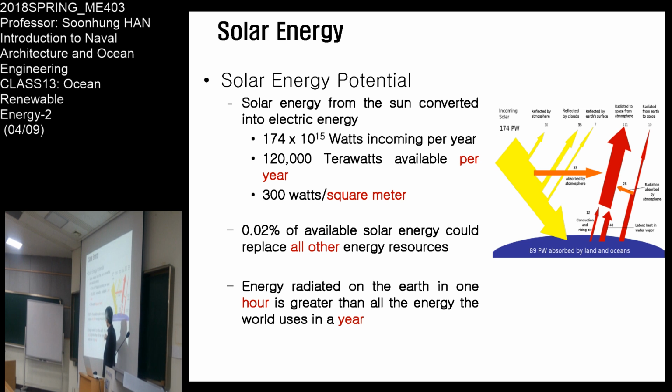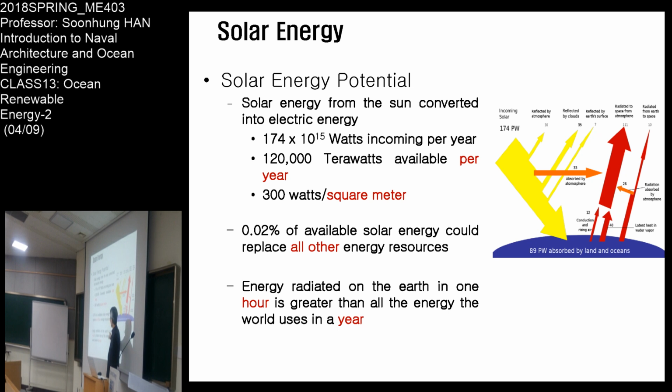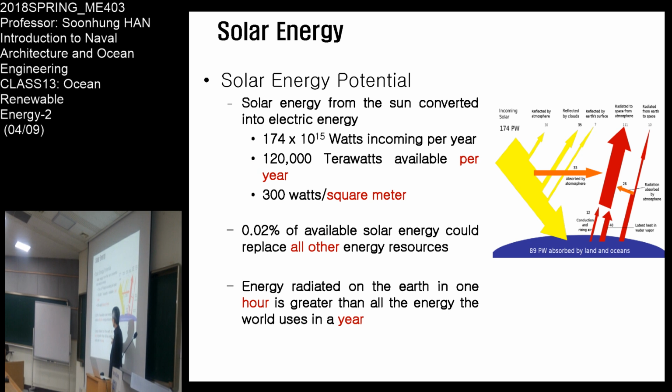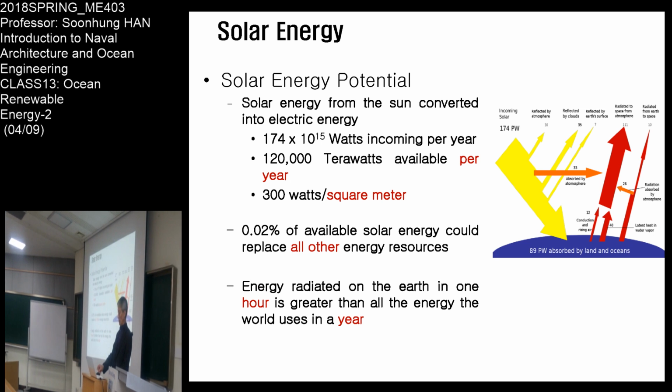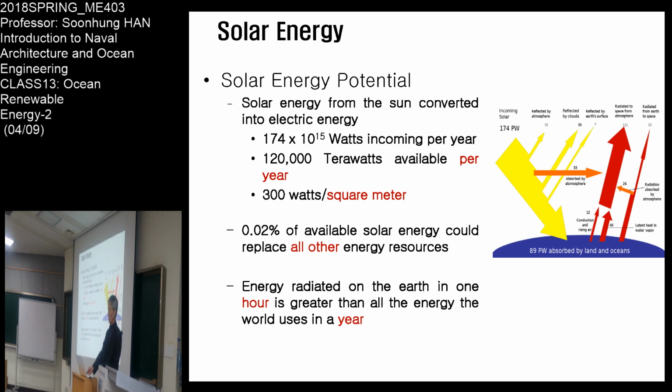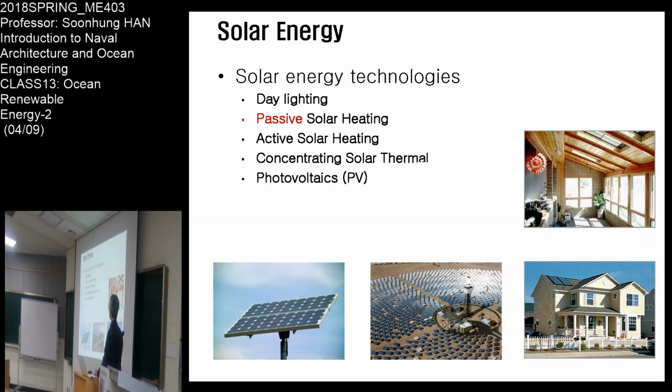So in 1 hour, the radiation coming from the sun, all the energy, is greater than the energy the world uses in a year. So hour and year, the scale is big. But it's not easy to convert because of the density. But anyway, we are using some solar energy.